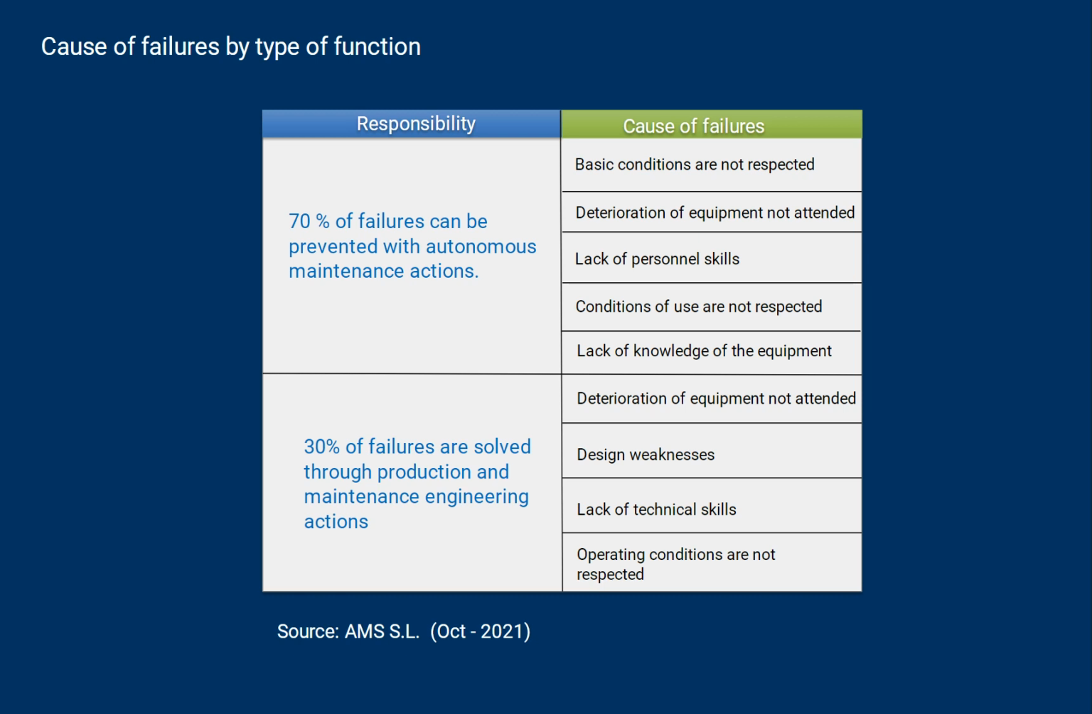Figures published by the consulting firm AMS on a survey of manufacturing industries show that at least half of these failures could be prevented if operators have the necessary technical skills and competencies, and there is an effective communication and coordination system with maintenance departments. The remaining 30% of the causes of equipment failures in this study are more complex problems and are usually solved by specialist maintenance personnel.